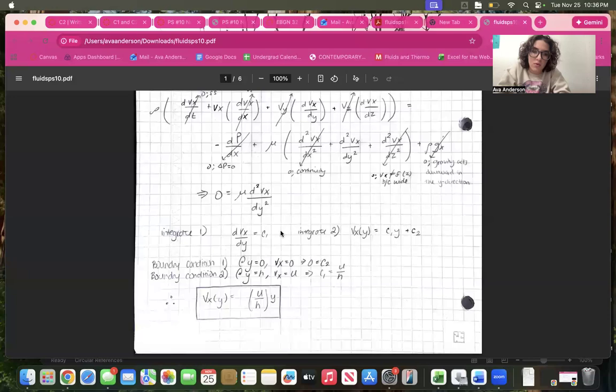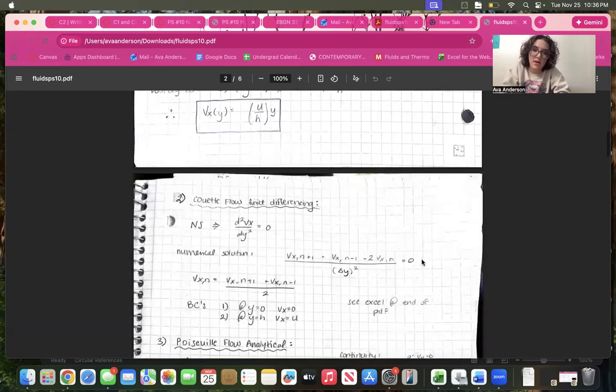You can use those two equations with the two boundary conditions. The first one being y equals zero, Vx equals zero. Using that, you get that C2 equals zero. For the second boundary condition, y equals H and Vx equals U, you can use that to find that C1 equals U divided by H. You can plug those back into what you found up here, and that's basically Vx as a function of y equals U divided by H multiplied by y.